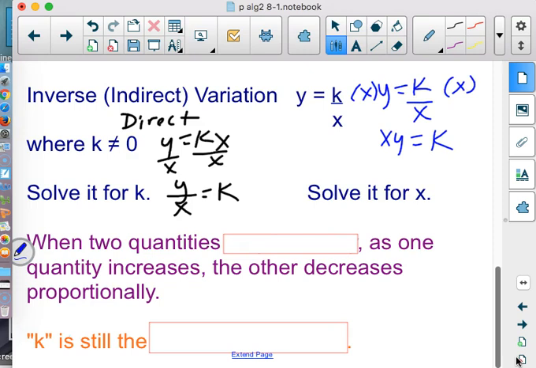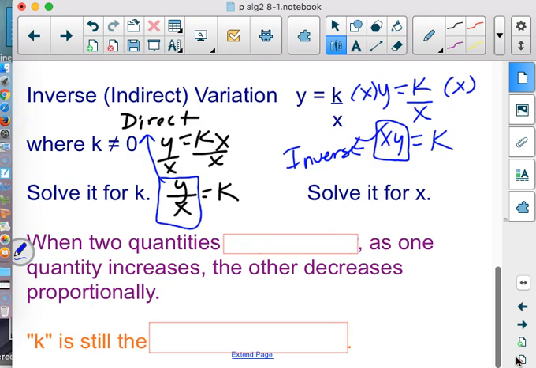So this is what we want to check. If we take the Y and we divide it by X, and every time we get the same number, then it's direct. If we multiply the X's and Y's together, and every time we get the same number, then it's going to be inverse or indirect. So that's how we'll know.